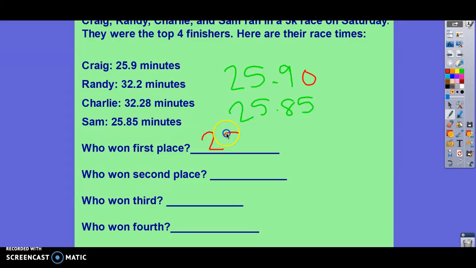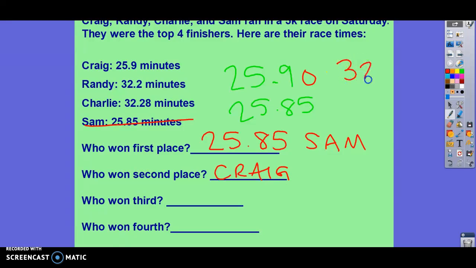I'm going to say the 25 and 85 hundredths, which was Sam. So Sam was the fastest, which means Craig won second place. Let's now compare the 32. We have 32 and 2 tenths, 32 and 28 hundredths. Which one's faster? 32 and 2 tenths is faster, so Randy won third, which means Charlie came in fourth.